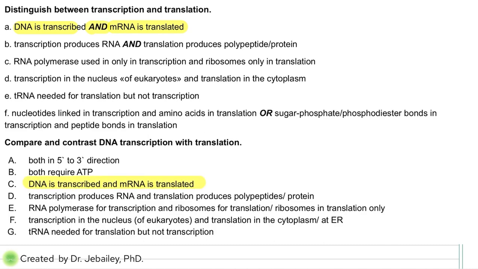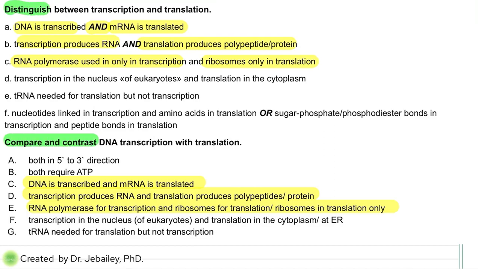So look, even both of them have transcribe and translate. Transcription produces RNA and translation produces a protein. Do we have that? Yes, RNA. So they both are saying what they produce. We also have RNA polymerase is used in transcription, ribosomes in translation. Yes, we have that too here. See how much they have in common, even though the command word is kind of different, but they're putting in common.